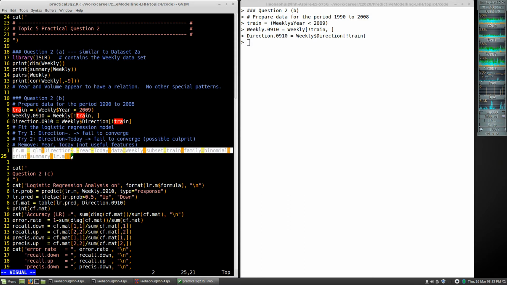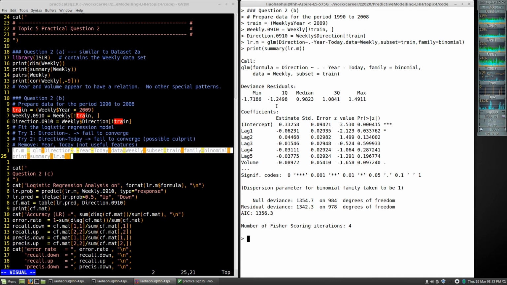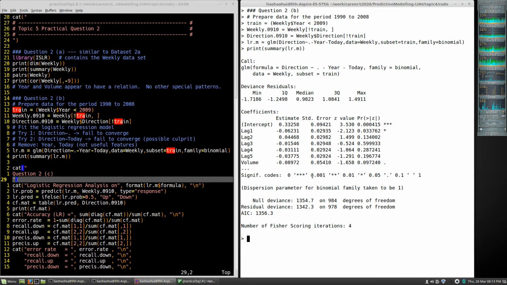Now we build the model. This is the construction of the model. We can find that, except for the intercept, which has some significance, and Lag 1, the others are not really significant. Even Volume, which was correlated, is not very significant. So that's the answer for part B.